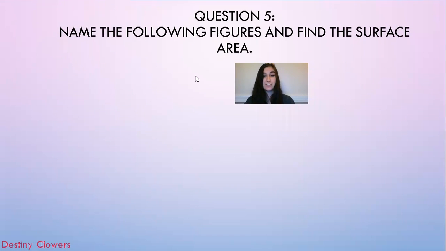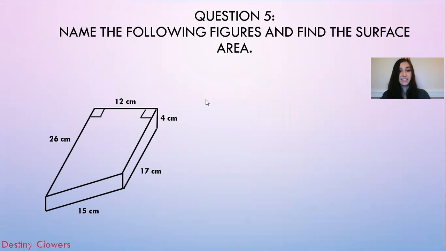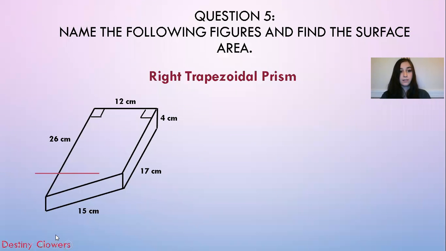So we're moving on to question 5 now. Question 5 gives us this figure, and we are supposed to find the surface area of it. Now, the name of this is a right trapezoidal prism, and I see 2 different shapes within this figure. If you look, this up here is a rectangle, and this right here is a triangle.